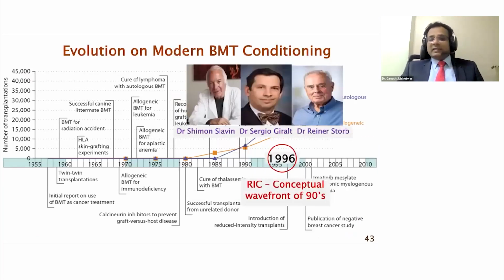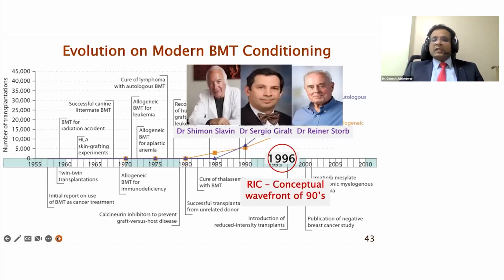So again, in 1996, the first conceptual wavefront of reduced intensity conditioning, because till now only myeloablative conditioning was used, which was used only for the fit, younger patients. Older patients or patients with comorbidities were not eligible for bone marrow transplant. So with the groundbreaking work of Dr. Shimon Slavin from Israel, Dr. Sergio Giralt from MD Anderson Cancer Center, and Dr. Reynolds from Fred Hutch Cancer Research Center, Seattle, all these 3 groups together had groundbreaking work in reduced intensity conditioning.